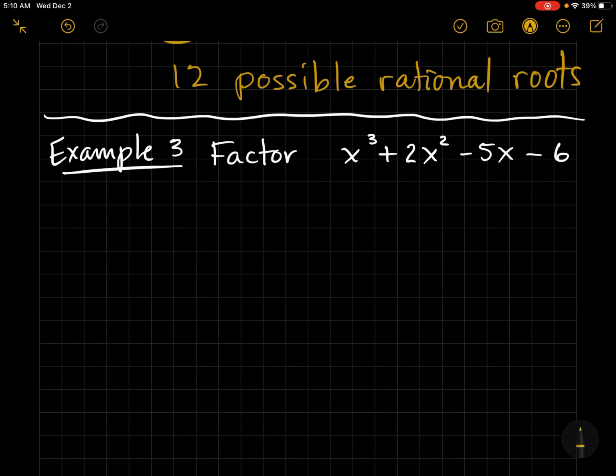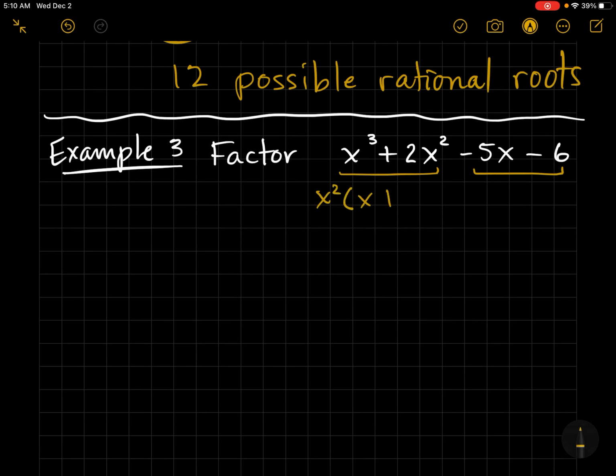The first thing I want to say to you is that we don't want to forget all of our other strategies, because some of our other strategies are really easy and we're good at them. So still, I'm looking for the GCF first. There's no GCF. 4 terms, so I'm definitely going to try to factor by grouping.